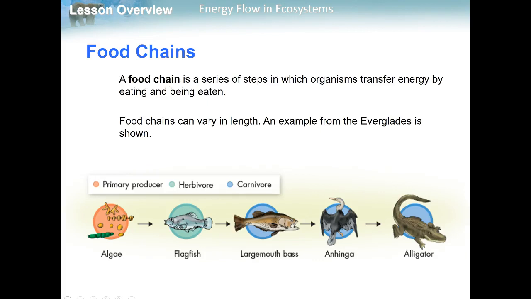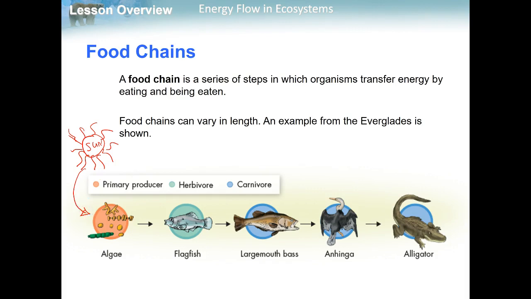So the first thing that we're going to talk about is a food chain. A food chain is just a series of steps in which an organism is going to transfer its energy. It's going to transfer that energy by eating and being eaten. Our ultimate source of energy is going to be the sun. So here's my little squiggly rendition of the sun. Not one of the best suns, but it's a sun, okay? Nonetheless, the sun is going to first transfer its energy to the algae.